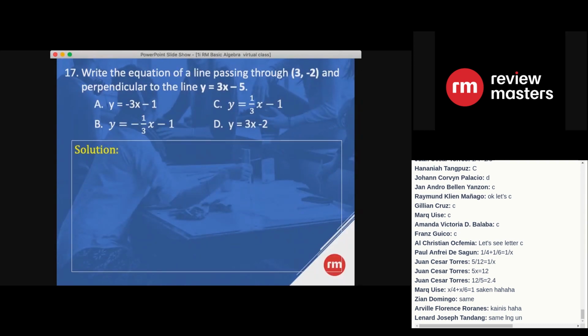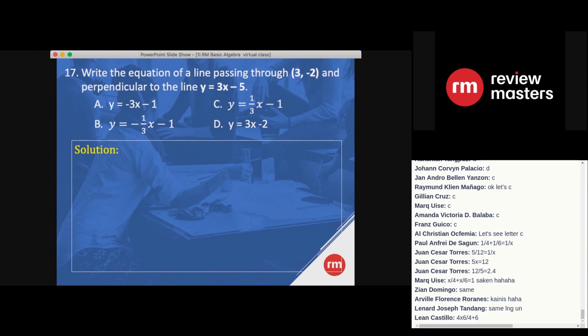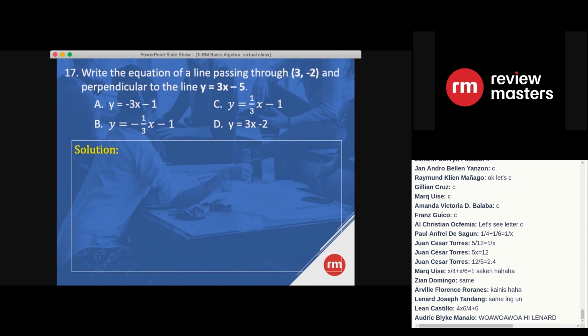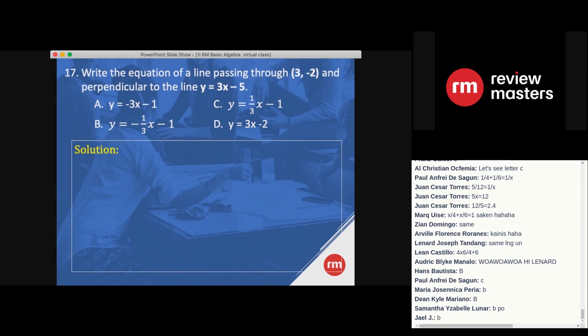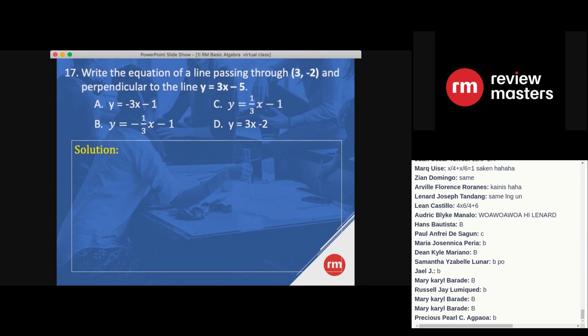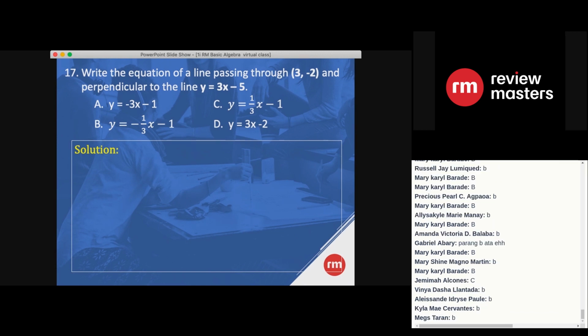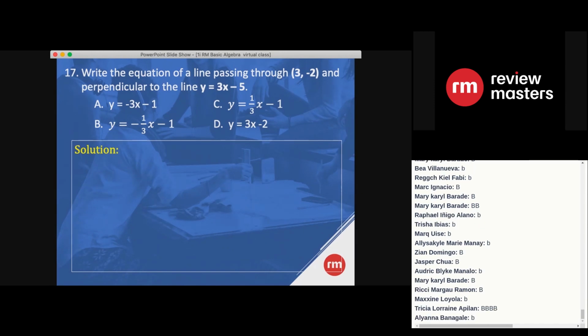How about that one? What is your answer in number 17? Anyone? Number 17, what is your answer? Okay. Very good. Most of you or all of you answered B. Okay. So paano natin ito i-handle?